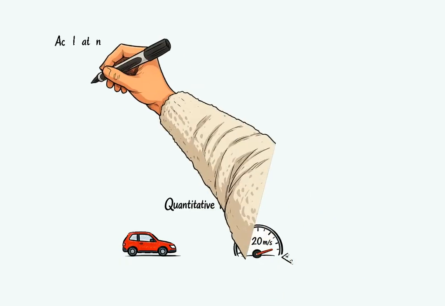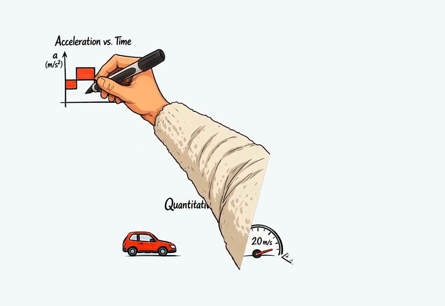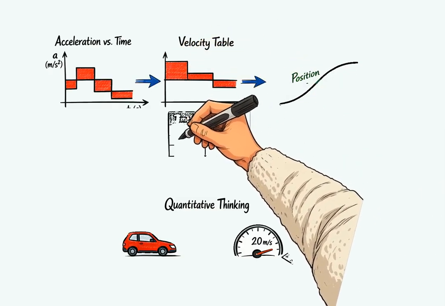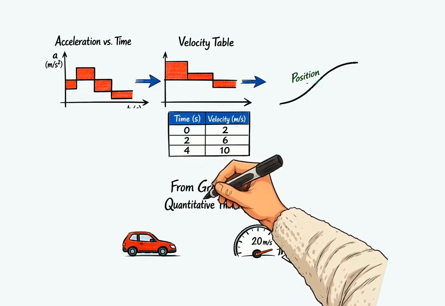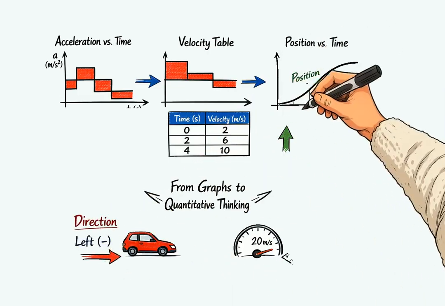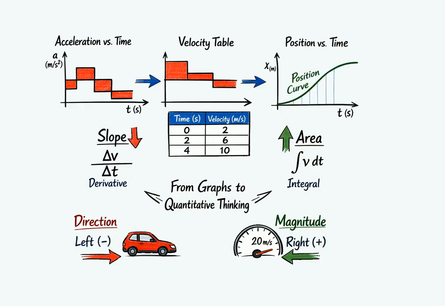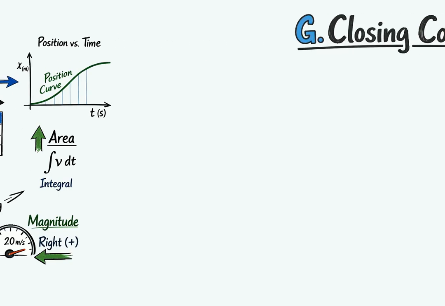As you move forward, many motion problems become translation problems. You're given one representation, an acceleration graph, a velocity table, a position curve, and you need another, along with a physically consistent interpretation of direction and magnitude. When you can move comfortably between slope and area, between differentiation and integration, you stop treating graphs as pictures and start treating them as quantitative objects.